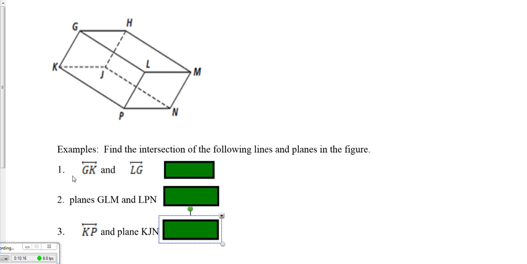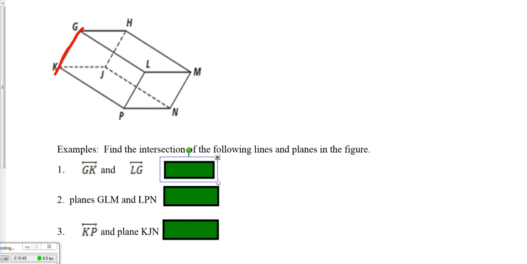So question 1 says line GK and line LG. From G to K, I'm going to grab a red pen, is this line right here, and then line L to G. Now again, because technically these are lines, they're going to go on forever. Where do these 2 lines cross? They cross right here at a point, and it looks like that point happens to be G. It's point G where those 2 would cross each other.